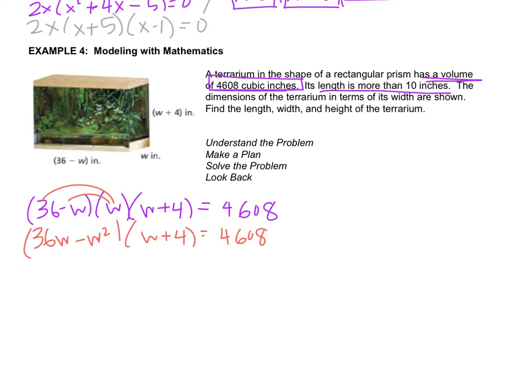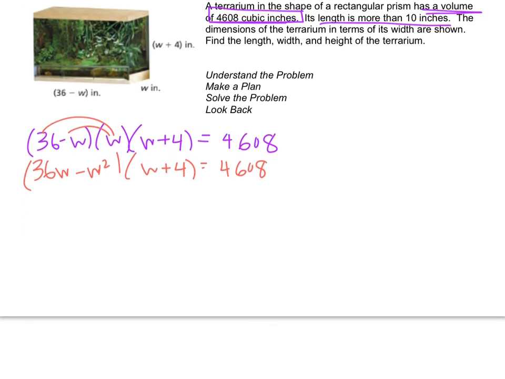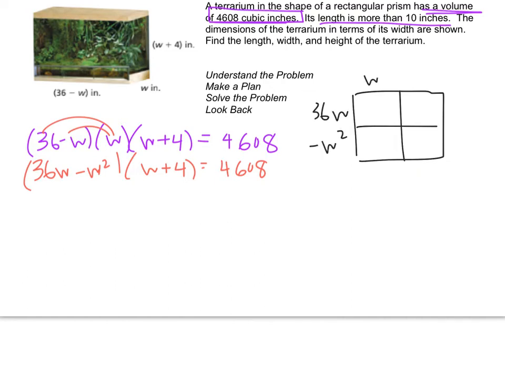Okay, let's keep plugging along. I'm going to use the box technique to multiply those 2 binomials. So here we go. 36w, negative w squared, w, 4. All right, so 36w squared, 36 times 4, 144w. That's going to be negative w to the third, and that's going to be negative 4w squared.